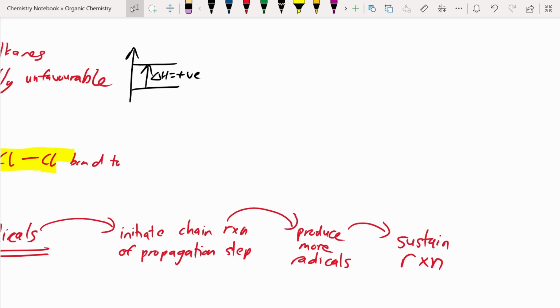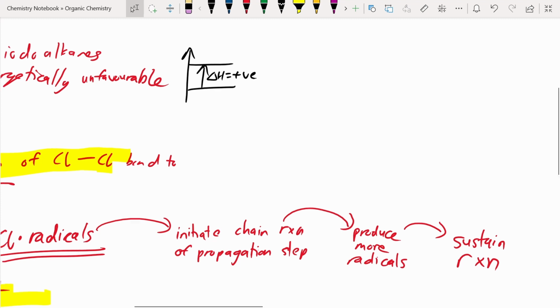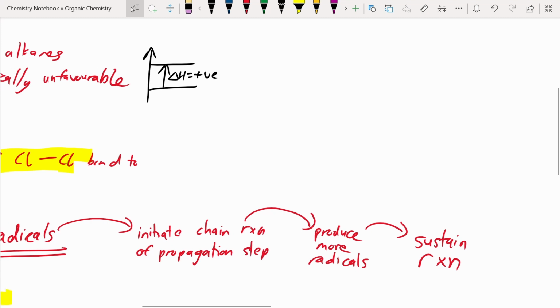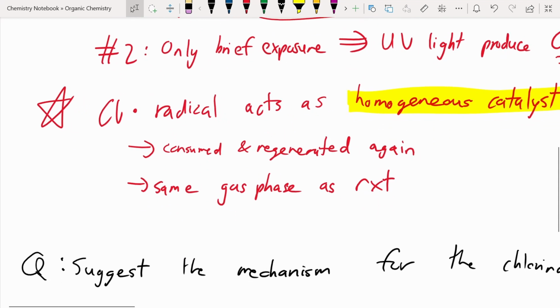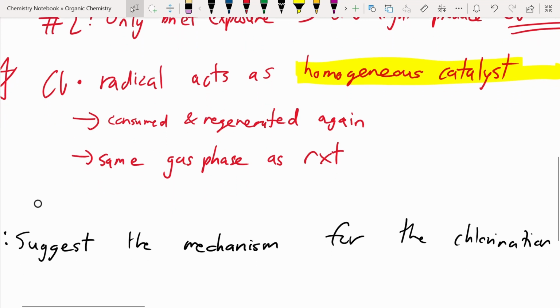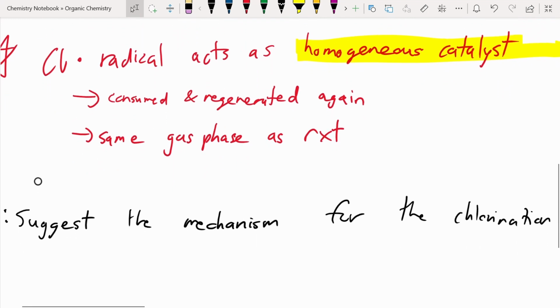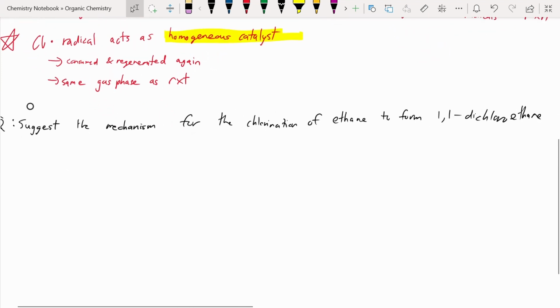When it's a chain reaction, you notice how the propagation step always involves a radical reacting with a molecule or species that is not a radical, and it will keep forming radicals until the reaction comes to a stop through the termination step. As I show you later, you'll be able to understand. Chlorine radical acts as a homogeneous catalyst. It will be consumed and regenerated again and has the same gaseous phase as the reactant. When I do this question with you, I will show you how it's done.